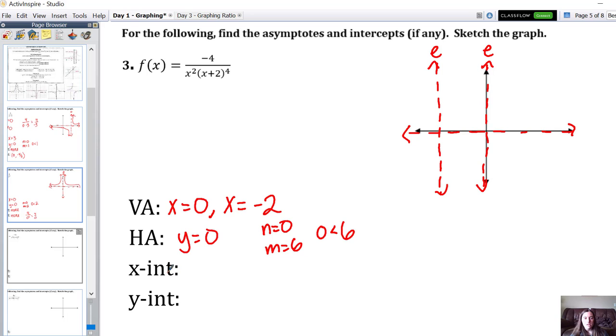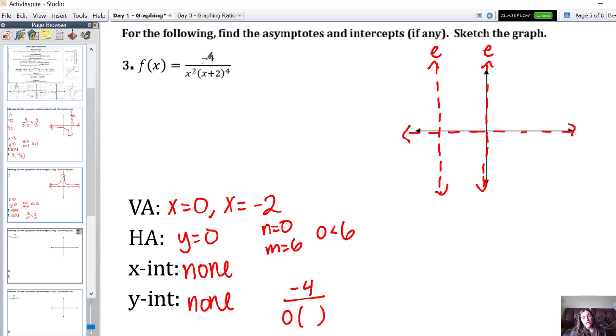For our x-intercept, that's where we would set our numerator equal to 0. We have negative 4 as a numerator, nothing else, so we don't have any x-intercepts. For our y-intercept, we're going to evaluate this equation with an x value of 0, giving us negative 4 over 0 squared, which is 0, times some number, but it doesn't matter because 0 times anything is 0, and negative 4 divided by 0 is not possible. So again, we don't have a y-intercept, which makes sense because of that vertical asymptote on our y-axis.